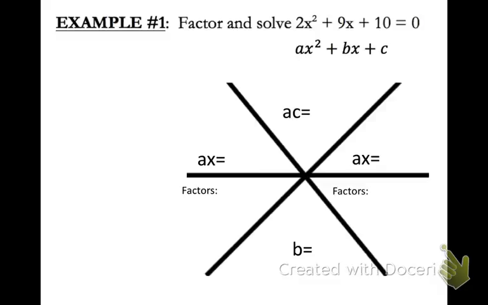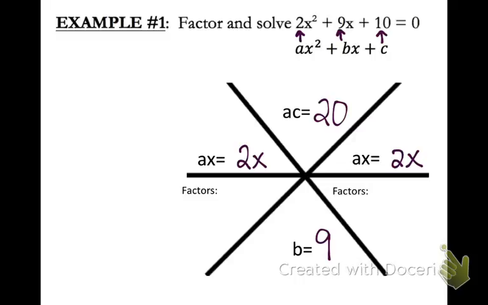Okay, for this first example, I've kind of labeled the star for you. So we have 2x squared plus 9x plus 10. First of all, note that a is 2, b is 9, and c is 10. Starting in the top middle, I need to know what a times c is. So here I'm going to take 2 times 10, I get 20. In the bottom, I need to put b, so I'm going to put 9. And I'm going to put ax on the top left and right, so 2x and 2x.